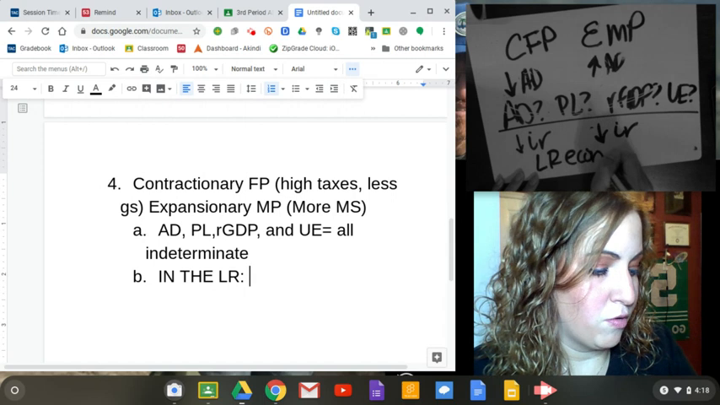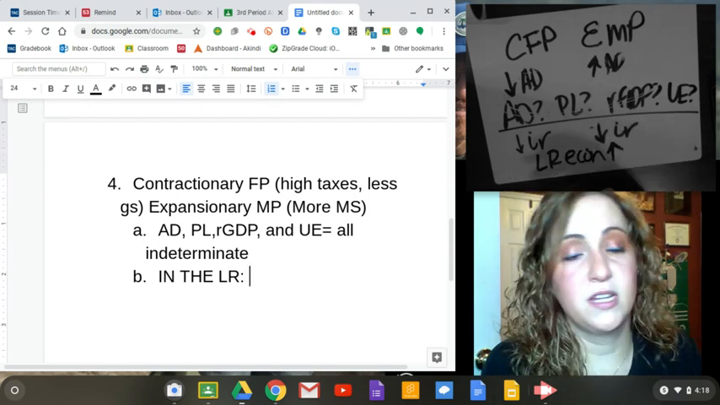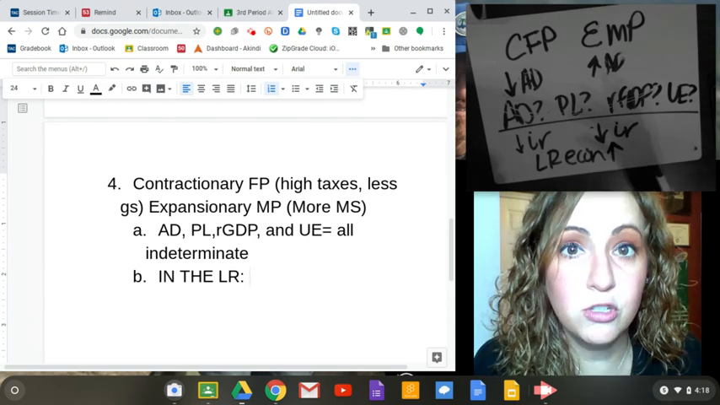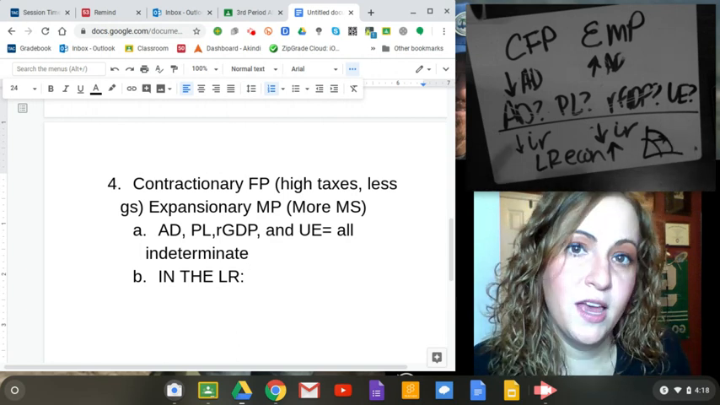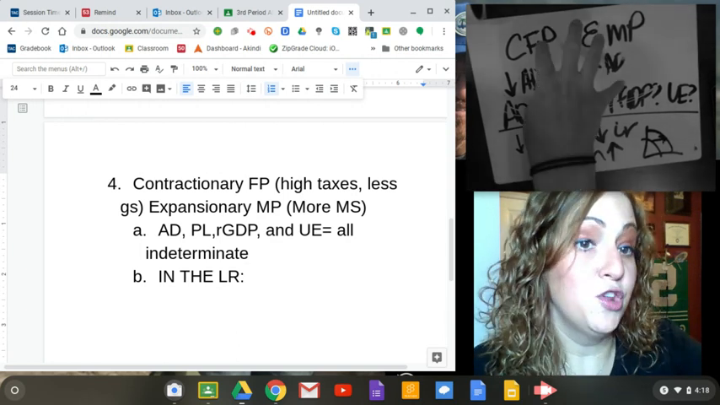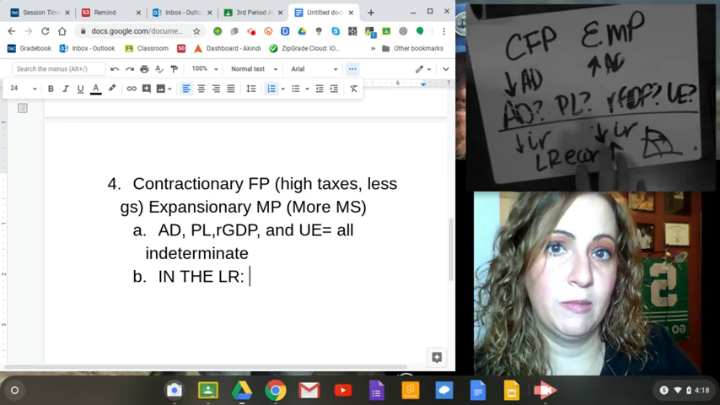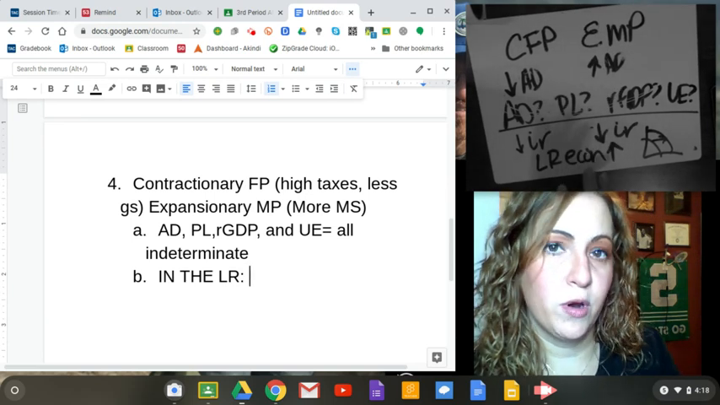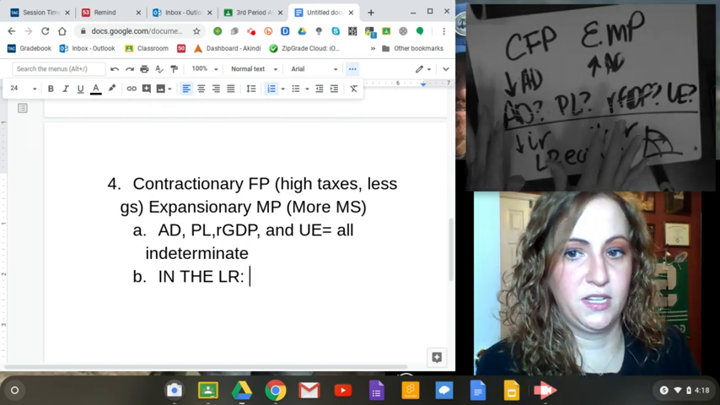Long-run economic growth is going to go up because businesses are going to be able to take out more loans, because loans are cheaper because of lower interest rates, and the PPF curve is going to shift to the right and everyone is better off. I have no idea what happens in the short run, but I do know that this economy will be successful and have more productivity and production in the long run if we have these two policies together.